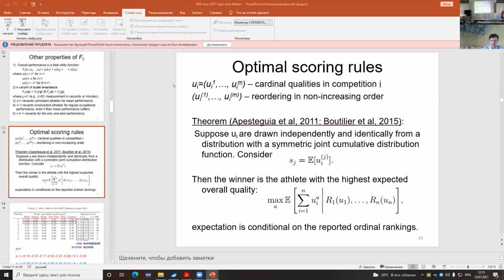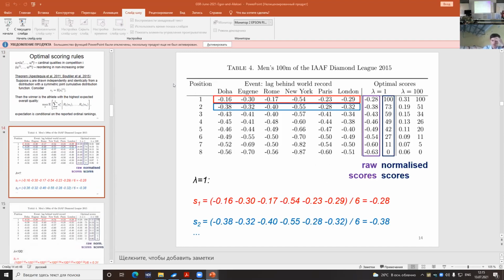And the theorem says that if we choose scores in such a way, then in some sense our scoring will be optimal because it will return the best candidate, the best athlete, according to the information that we have as input. So it will be clear in the following example, where we can see how it works.